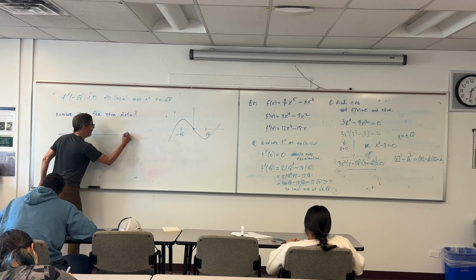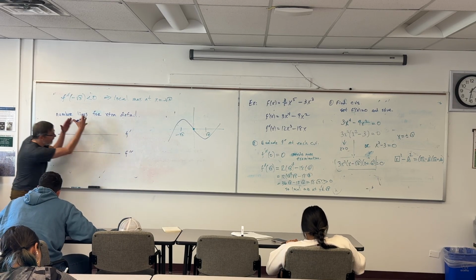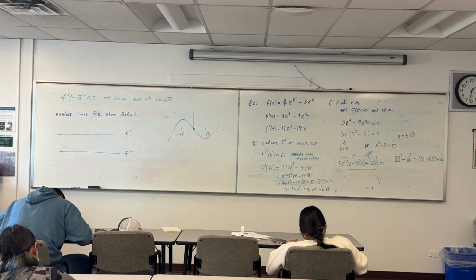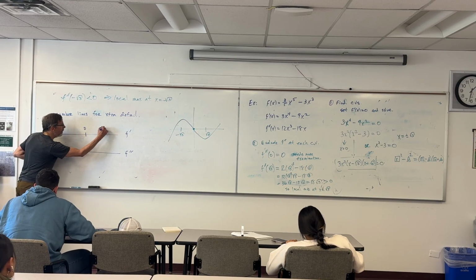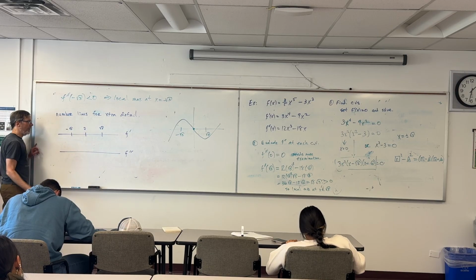Number lines for extra detail. So we're going to do this for f prime, and we're going to do this for f double prime. I'm going to line them up, syncing them up. Critical values I'm going to mark off: 0, square root of 3, negative square root of 3.